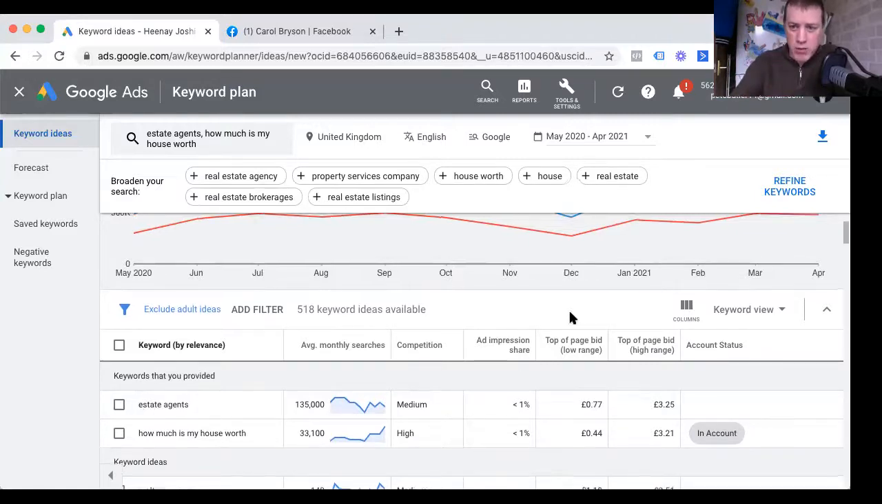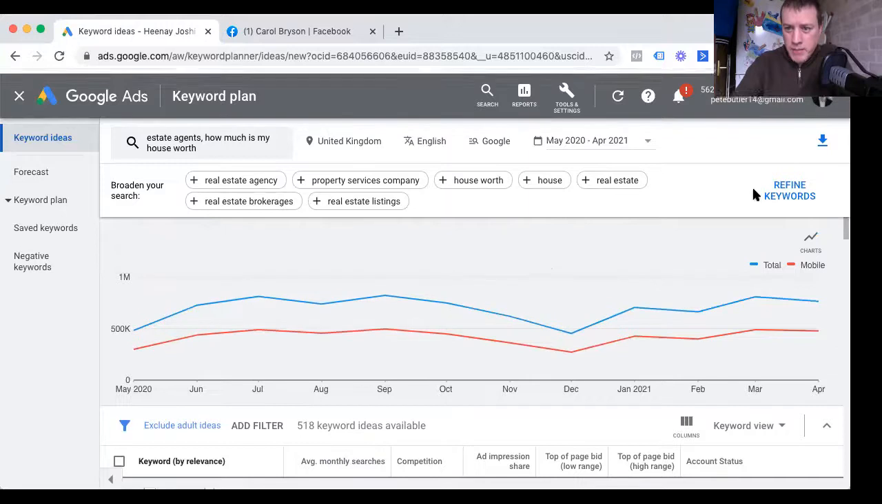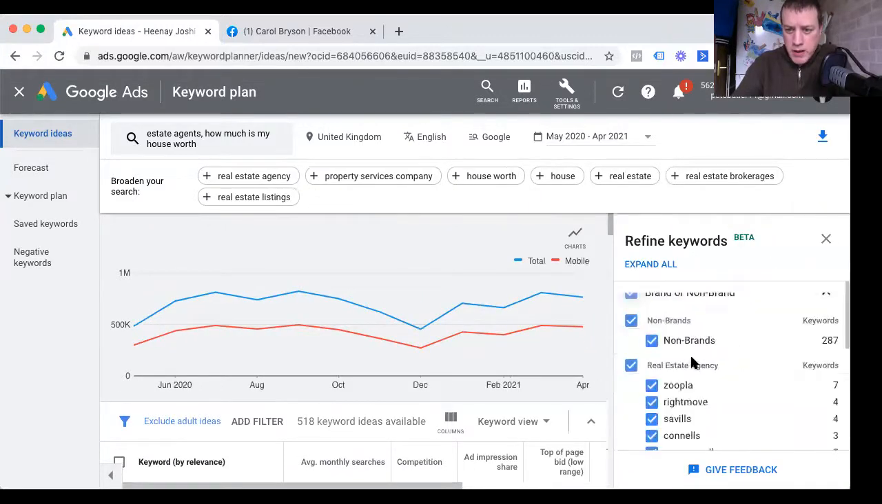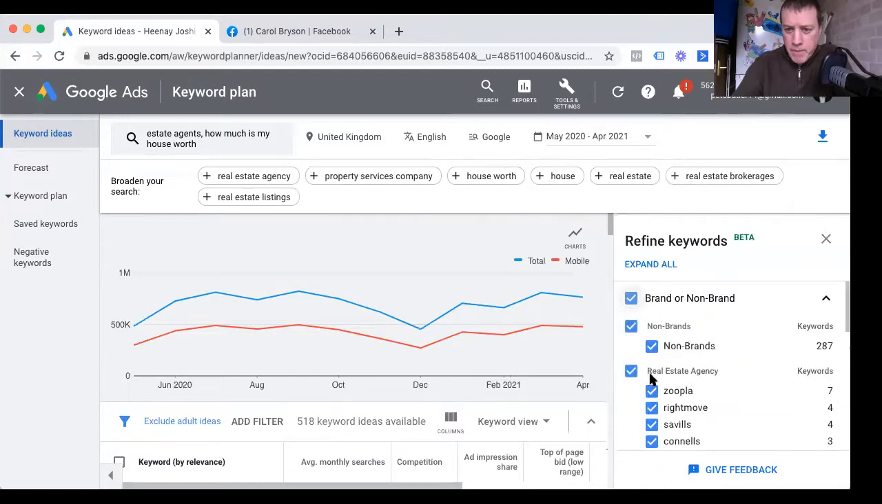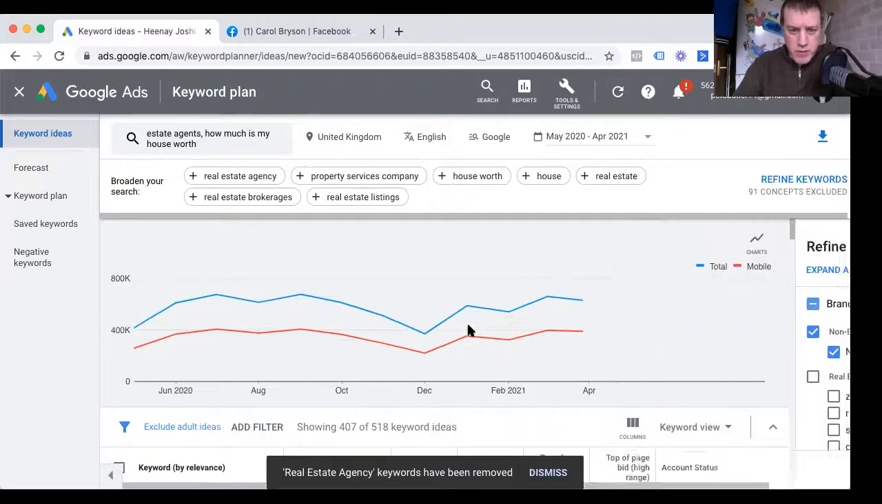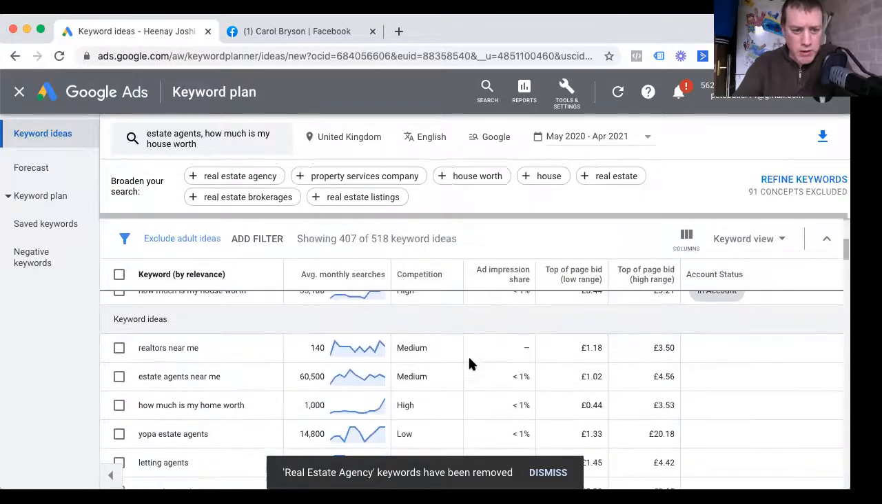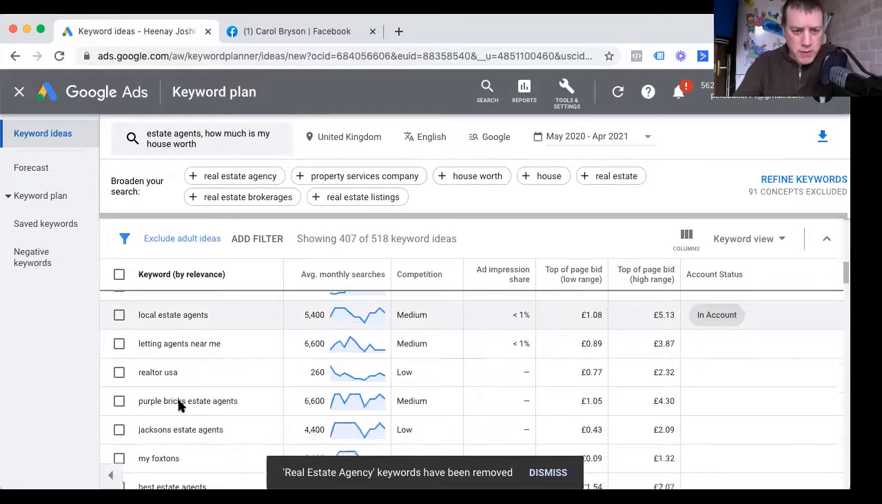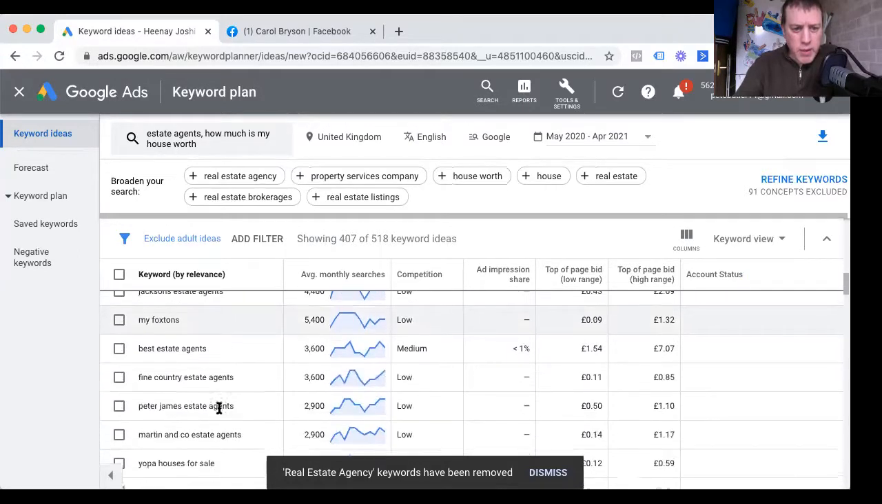So yeah, and then we build up a little bit of an Excel spreadsheet. Basically, you can download this. It comes up. You can refine your keywords so we can get rid of brand. It's giving us a different patch now, so it's got rid of all the brand. Real estate purple bricks is still in there. Okay, well, you get my gist anyway.